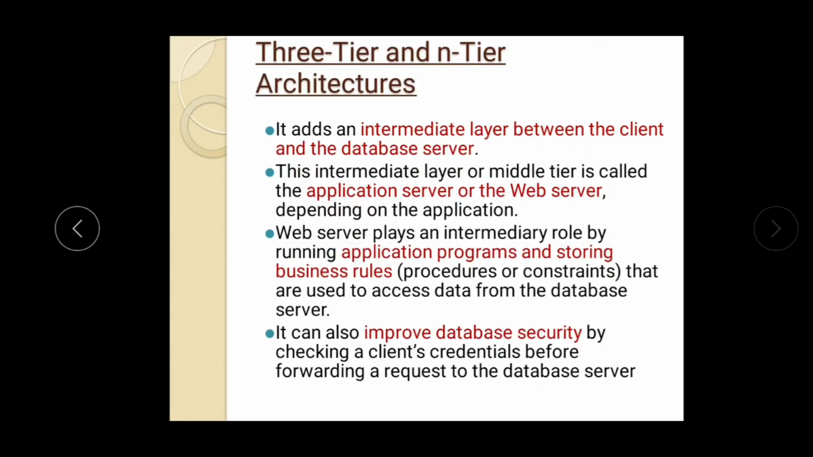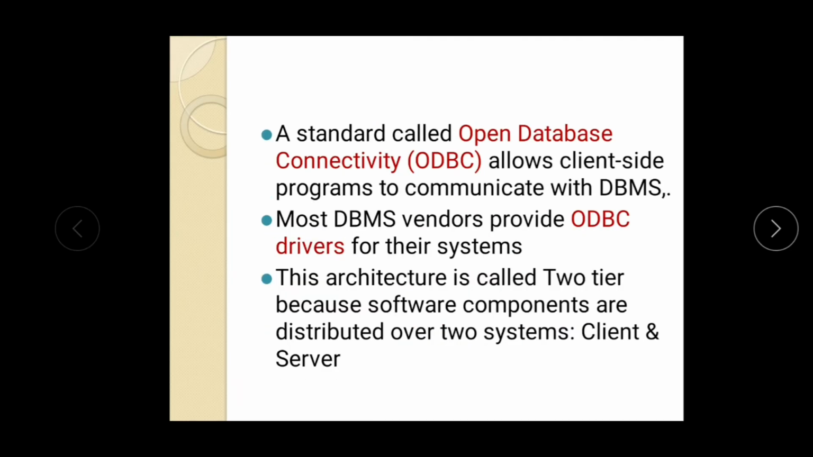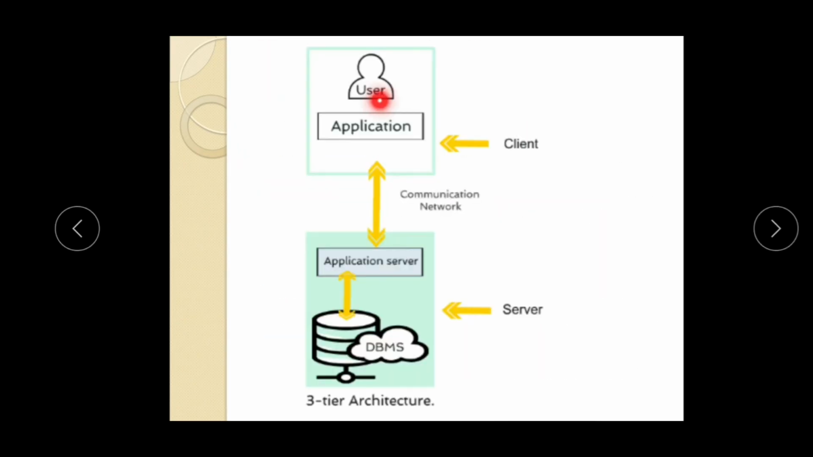Now let us see the final one, three-tier and n-tier architecture. Okay, so let us see the figure. So this is the three-tier or n-tier architecture. Why is it called three-tier? Can you differentiate between the two-tier and three-tier? This is two-tier, and this is three-tier.